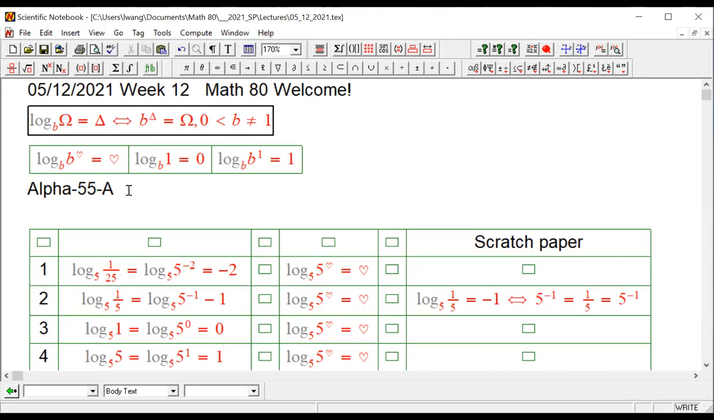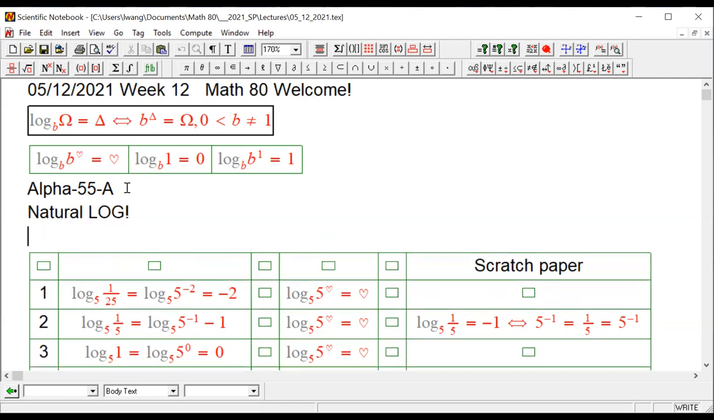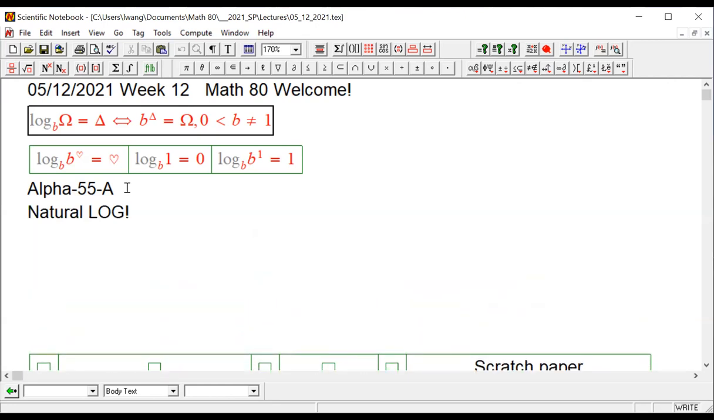Okay, so let's look at something we call natural log. Natural log is a very important logarithm, even though it doesn't seem natural at the beginning. So when we have a logarithm, base E, and then we have an omega there. Pretty much this definition is we use a base E. Then you say, what is E, right? So this is E.